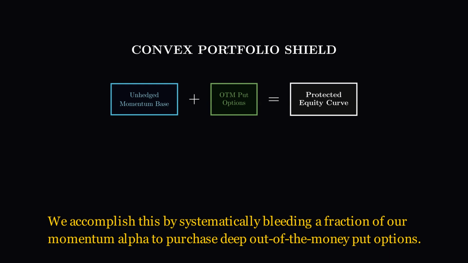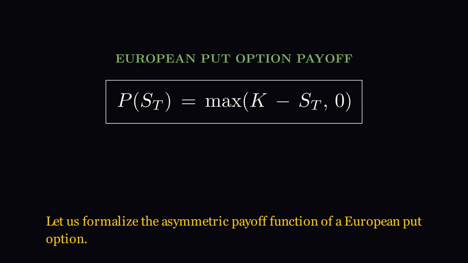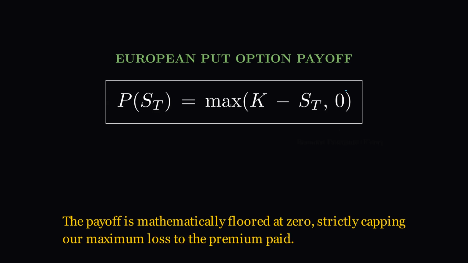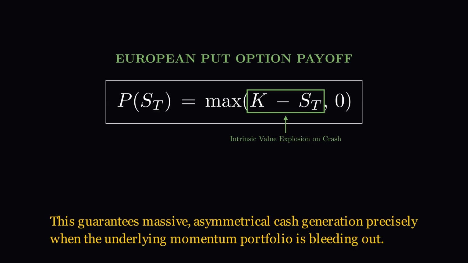We accomplish this by systematically bleeding a fraction of our momentum alpha to purchase deep out-of-the-money put options. Let us formalize the asymmetric payoff function of a European put option. The payoff is mathematically floored at zero, strictly capping our maximum loss to the premium paid. However, as the asset price drops below the strike price, the intrinsic value of the option explodes linearly. This guarantees massive, asymmetrical cash generation precisely when the underlying momentum portfolio is bleeding out.